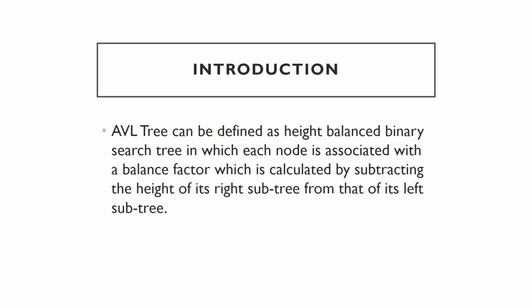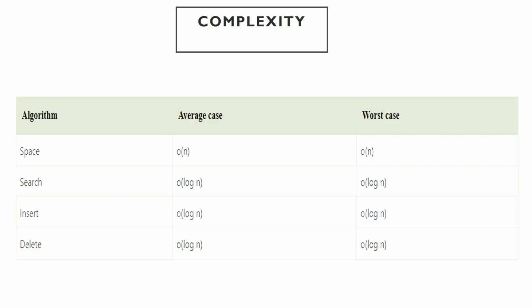So an AVL tree can be defined as a height balanced binary search tree in which each node is associated with a balance factor, which is calculated by subtracting the height of its right subtree from that of its left subtree. A tree is said to be balanced if the balance factor of each node is between -1 and 1. Otherwise, the tree will be unbalanced and needs to be balanced.